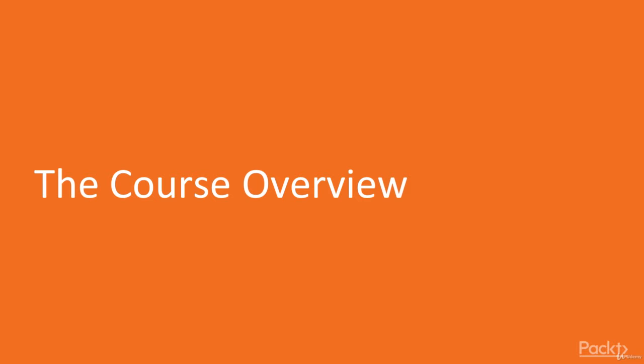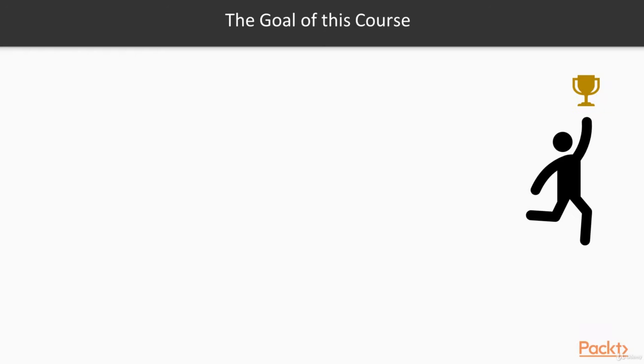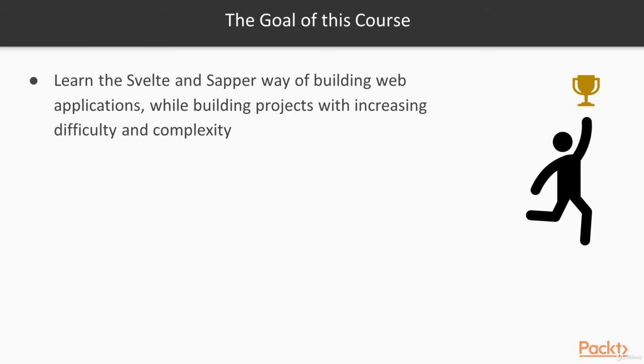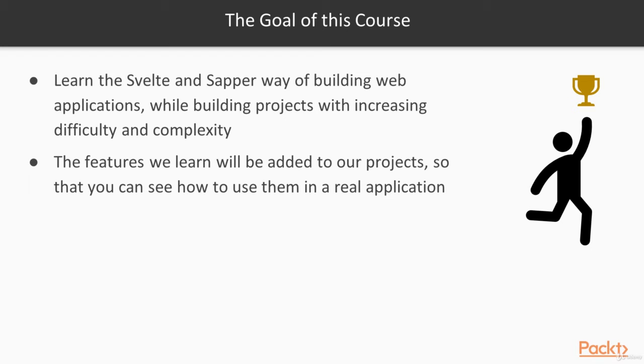Let's see what this course is about. First, let's define the main goal of this course. My objective is that you learn the Svelte and Sapper way of building web applications while building projects with increasing difficulty and complexity. The features we learn along the way will be added to a project so that you can see how those features work in a real application.